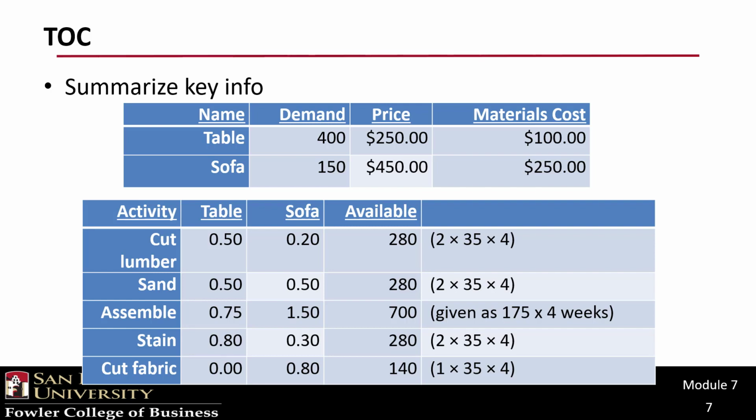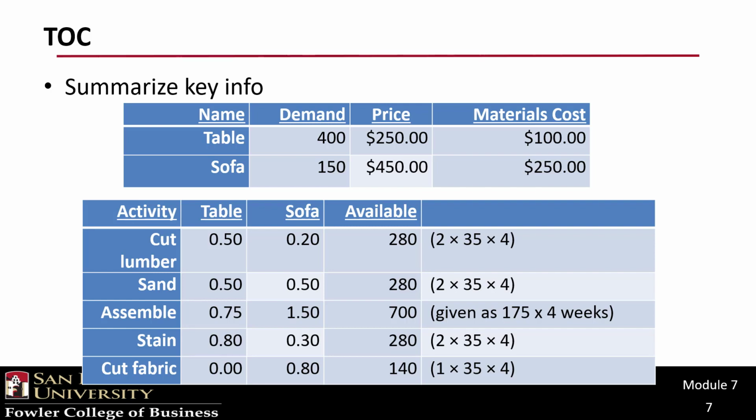So when I think about the activities that I have to undergo on a per unit basis, the table requires half an hour, so 50%, and the sofa 20% of time to cut the lumber.